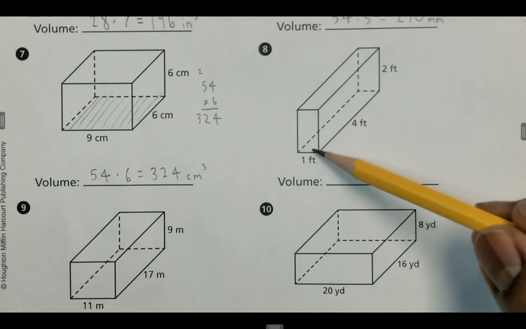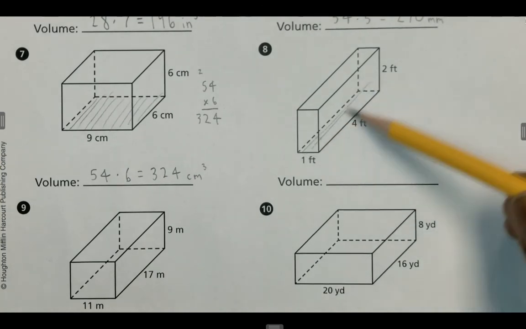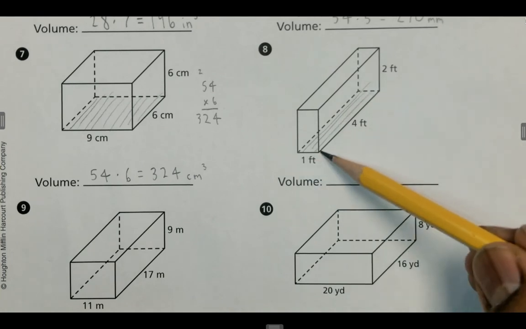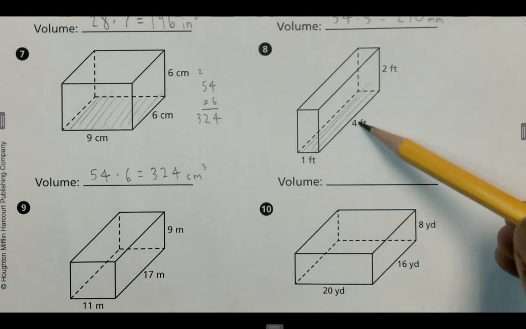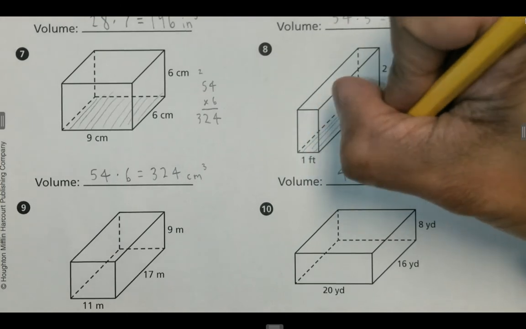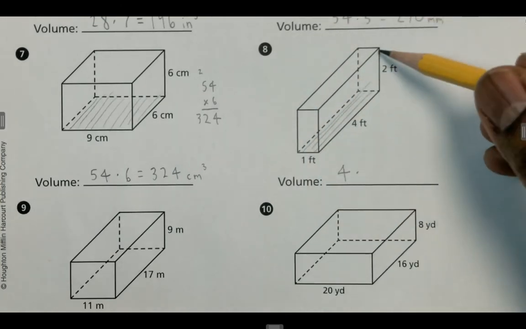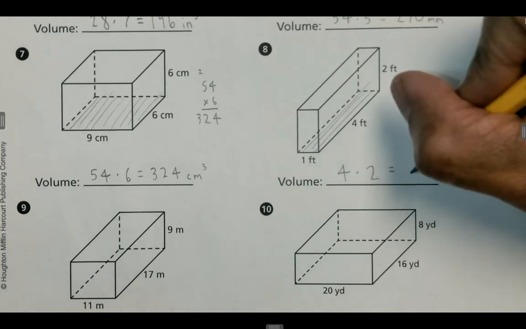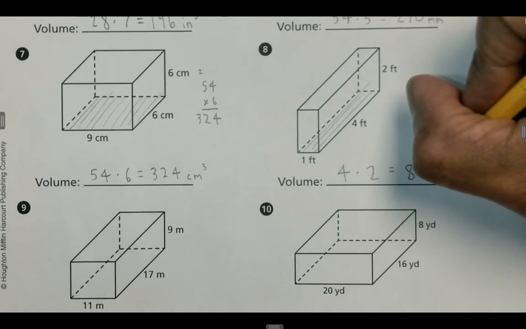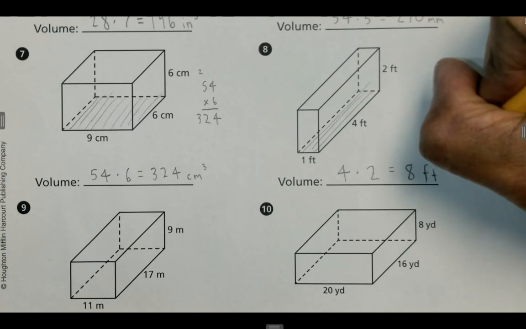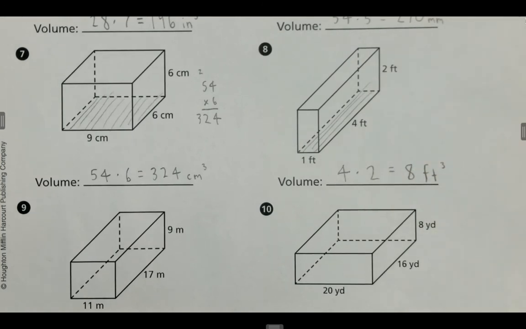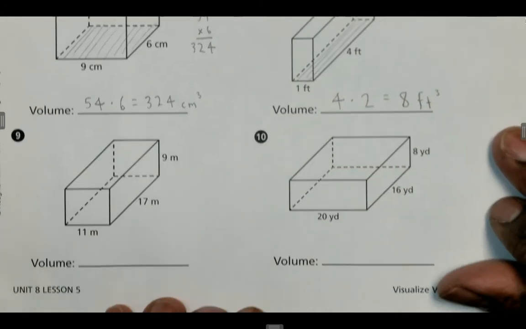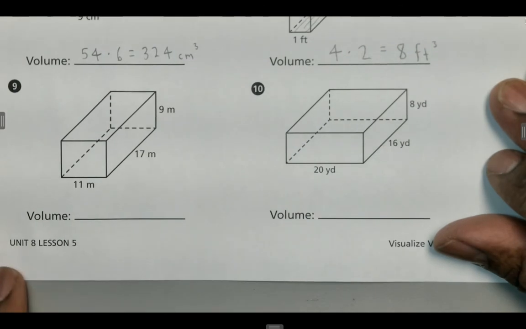Number 8, the area of the base face. It's a 1 by 4. 1 times 4 is 4. And then to find the volume, we'll take that area and multiply it by the height, which is 2. Oh, I like this calculation. Nice and easy. 8 cubic feet. Number 9.